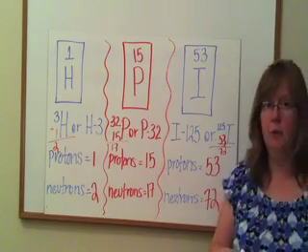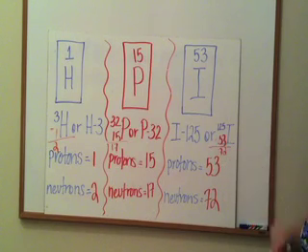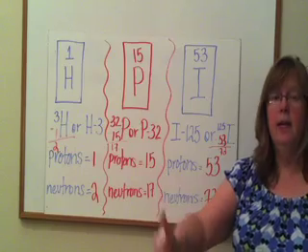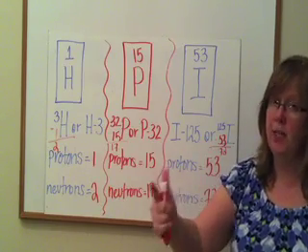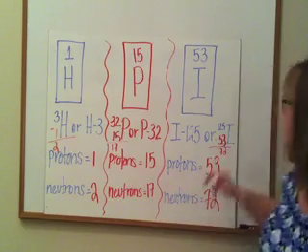Let's check and make sure we're right. Neutrons plus protons, does it equal the mass number? It does. Great. All right, protons plus neutrons equals your mass number. If you have a mass number, subtract from it the number of protons, which is also the atomic number, and you're going to be left with neutrons.